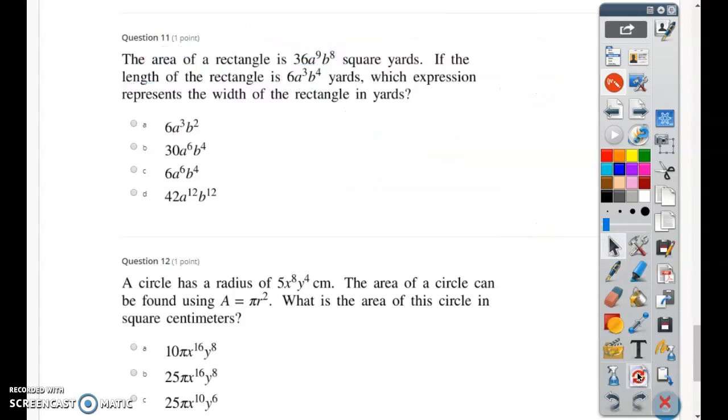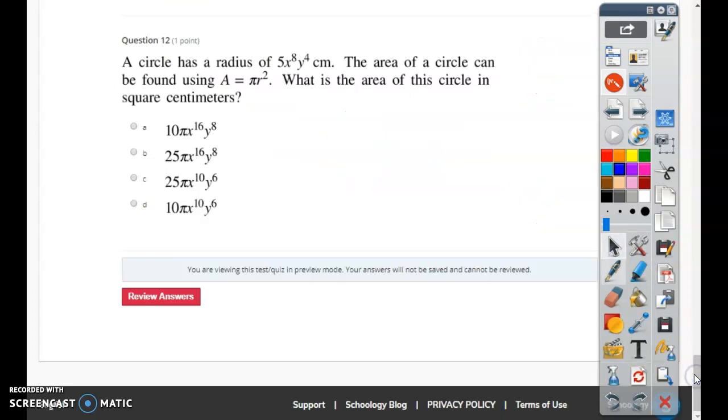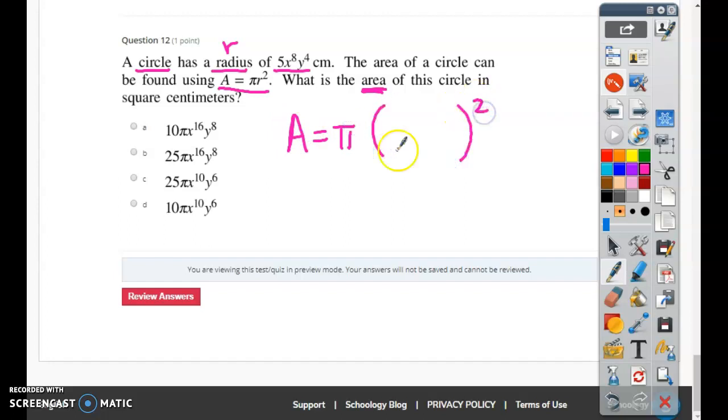Okay, the last one, problem number 12. It says a circle has a radius of this. So this is my R. The area of a circle can be found using this formula. What is the area of the circle in square centimeters? So write this down. Area equals pi R squared. This is my R, right there. And they told me that R is this. So I'm going to put that inside.